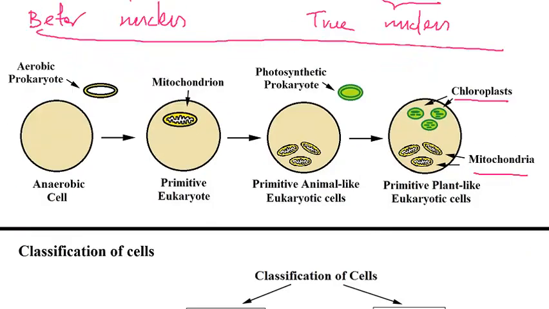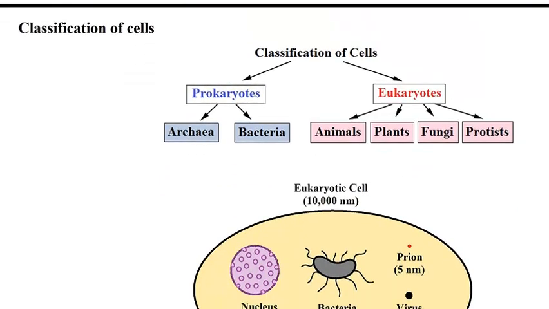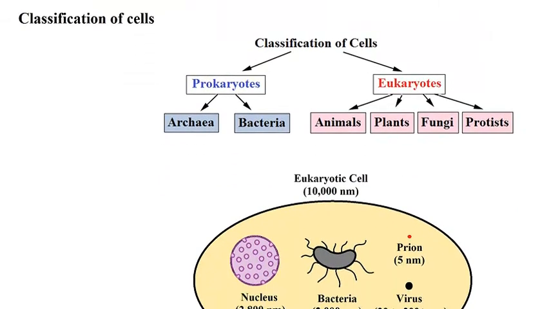All right, now moving to classification of cells. So cells can be classified into two main groups. One is prokaryotic cells, which includes archaea and bacteria. And then the other one is eukaryotic cells, which include animal cells, plant cells, fungi, and protists.